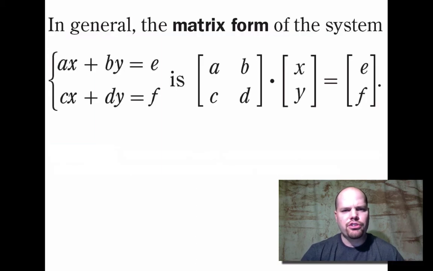Okay, so in general, the matrix form of the system ax plus by equals e and cx plus dy equals f is going to be this. We have these brackets, and we put numbers inside them. In this case we have 2 rows and 2 columns, so this is a 2 by 2. Here we have 2 rows and 1 column, and another 2 rows with 1 column. So we would say this is a 2 by 1 matrix, a 2 by 1 matrix, and this was a 2 by 2 matrix. But that represents the system right here.